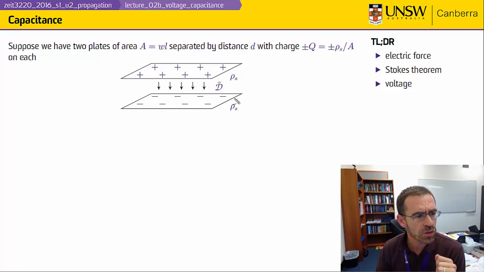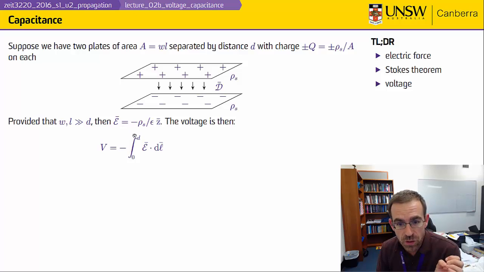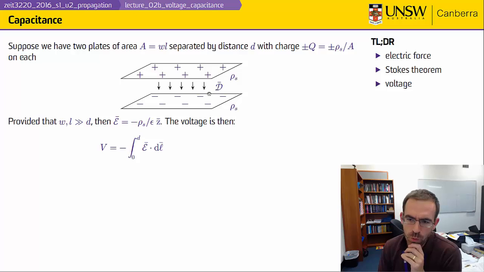And we can use Gauss's law to show that the fields in this particular case can be related to the surface charge density. And we can write the electric field as minus rho sub s divided by epsilon in the z direction. So my electric fields point from the positive charges to the negative charges. Here I've denoted it as D, but we'll find out in lecture 4 that D and E are proportional.